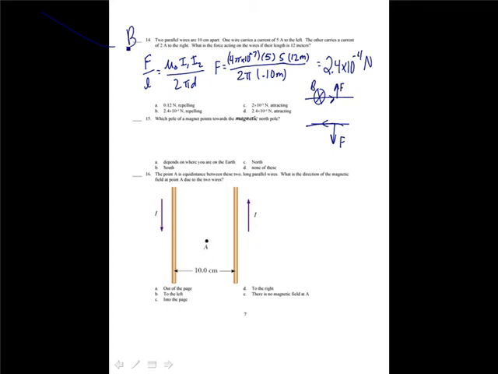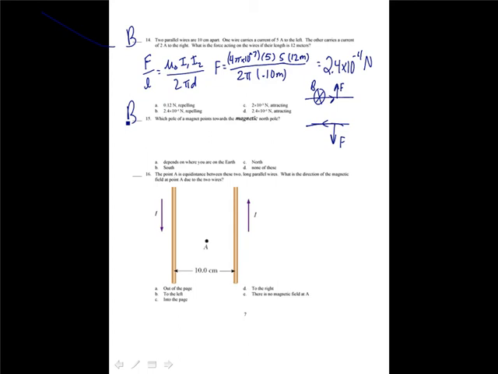Alright, which pole of a magnet points towards the magnetic north pole? The magnetic north pole is at the geographic south pole. So it's the south pole of the magnet that points to the magnetic north pole. Or you can think that for magnets, opposite poles attract. So the southern pole of your magnet on your compass is going to be attracted to the northern magnetic pole of the Earth.